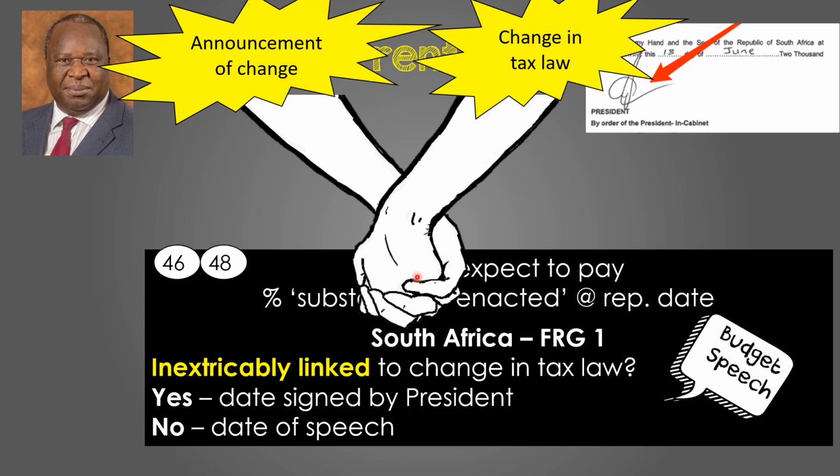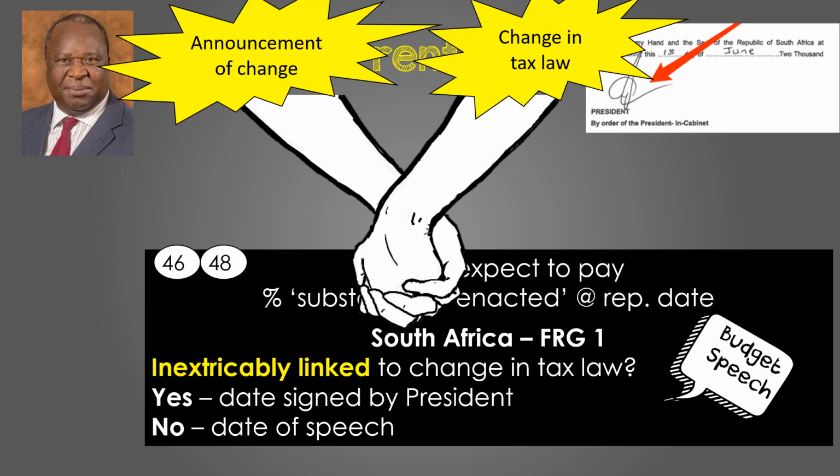So if we have this inextricable link between the announcement of the change and the change in the tax law, it means that we will not have a substantive enactment. We will have to wait until it has actually been enacted and signed off by the President. However, if we do not have this link, then the date of the announcement of the change will be our substantive enactment date. Now note that this is not the effective date.